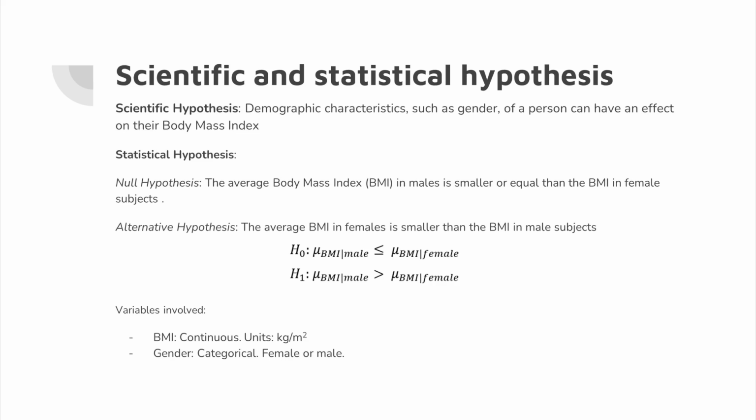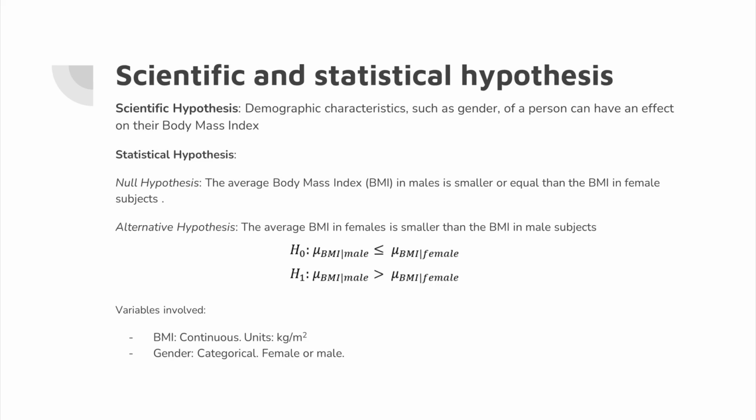For our first scientific hypothesis, we propose the following: demographic characteristics such as gender of a person can have an effect on their body mass index, or BMI. Then we have our statistical hypothesis. As null hypothesis, the average BMI in males is smaller or equal than the BMI in female subjects. And an alternative hypothesis, the average BMI in females is smaller than the BMI in male subjects.